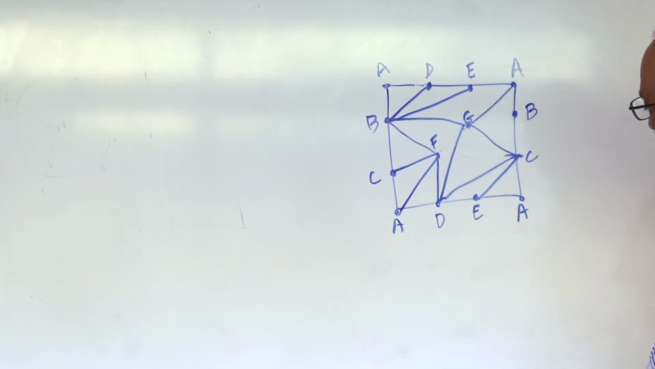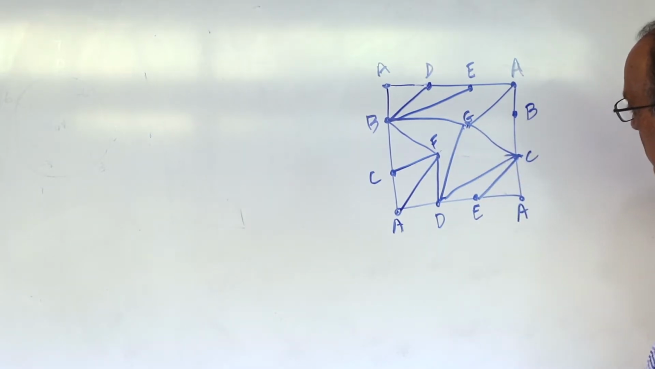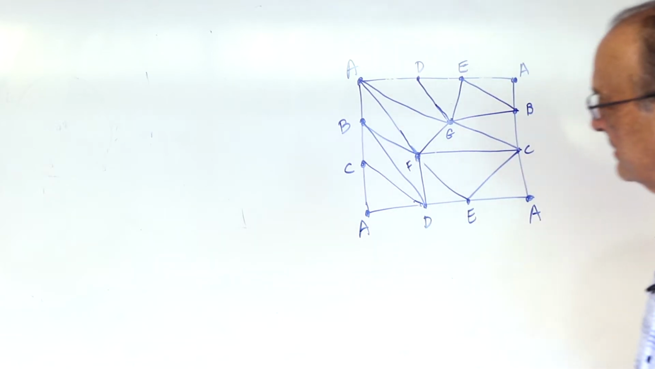Now we need E to F. It doesn't look like we can do E to F. So how could we fix this? Anyway, obviously this student sits down. Okay, so this is the completed triangulation.